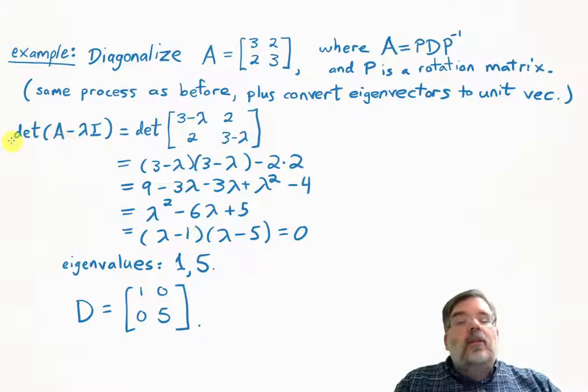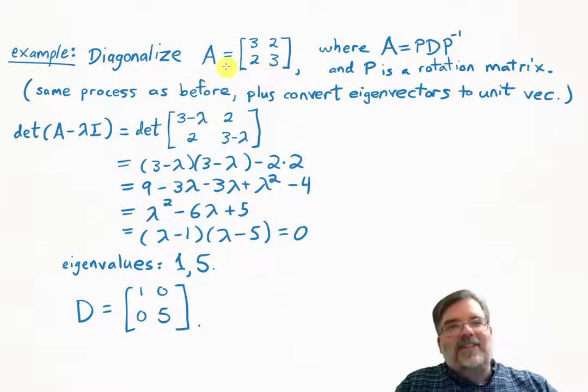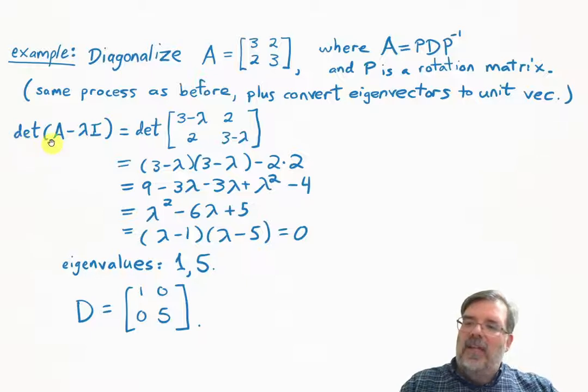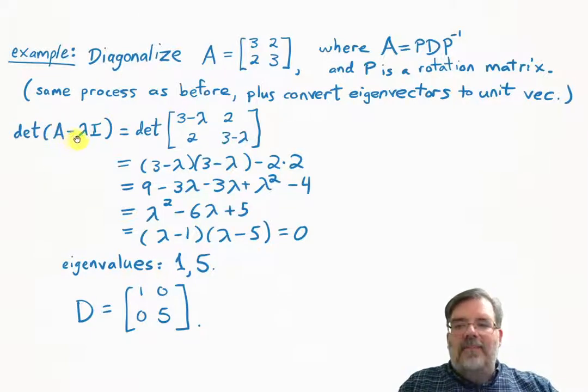So, to calculate the diagonalization, you know the drill. We calculate the determinant of A minus lambda times the identity matrix. So subtract lambda from these entries to calculate the characteristic polynomial, calculate the determinant, expand this expression, group like terms, then we factor. The eigenvalues are 1 and 5. The diagonal matrix is 1, 0, 0, 5.